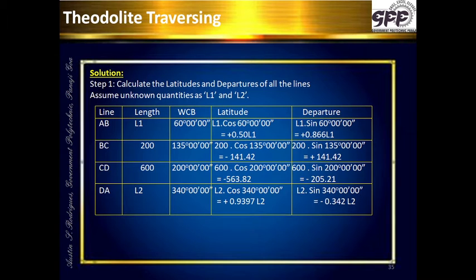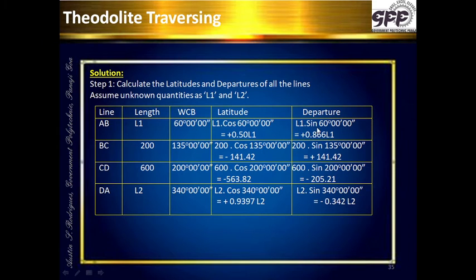The length is now known as L1 for AB, and the whole circle bearing for AB is 60 degrees. The latitude calculation, latitude is L cos theta, that is latitude is equal to length into cos theta. For the line AB, length is L1, L1 into cos of 60 degrees gives me the answer latitude is equal to plus 0.50 L1. Coming to departure, departure is length into sine theta. So for the line AB, L1 into sine of 60 degrees gives me the answer as plus 0.866 L1.